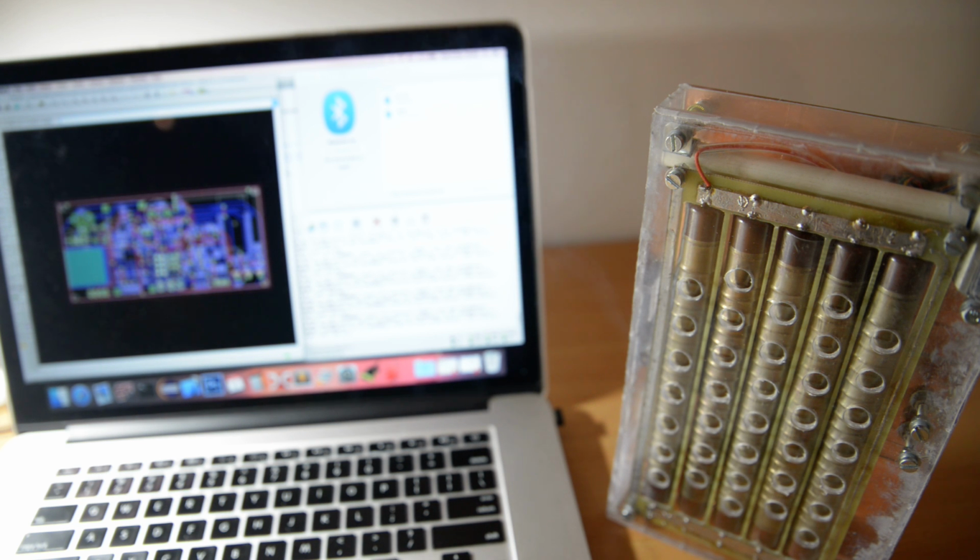So this is the device, and I hope to be able to post some real-time measurements as soon as possible.